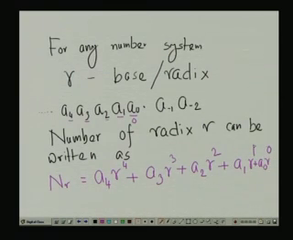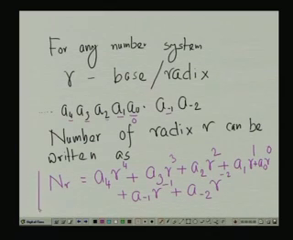This is my integer portion. Now, what will be the fraction after the decimal point? It will be a to the power of minus 1 times R to the power minus 1, because the place value is now minus 1, then plus a to the power of minus 2 times R to the power minus 2. So, this is my general representation of a number system.